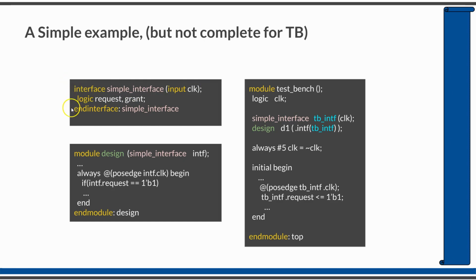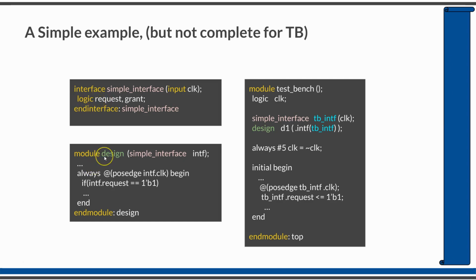The first block is defining an interface, which is named simple interface, and it just has a clock signal as input, and it has two logic members, request and grant. These are the signals that are listed in the interface, and note that they are of type logic here. We are not specifying any directions here. It is not input, it is not output, it is just a logic signal here.